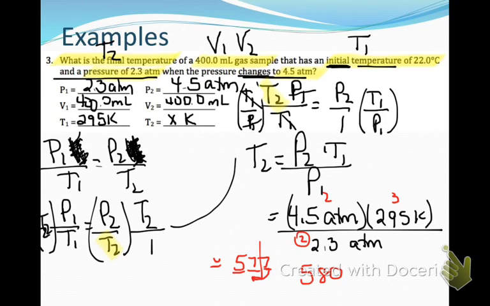And my units should be in temperature, good, because I've canceled those. And I don't want a decimal place after that 0 because I know I only want to have 2 sig figs. Alright, good to go.